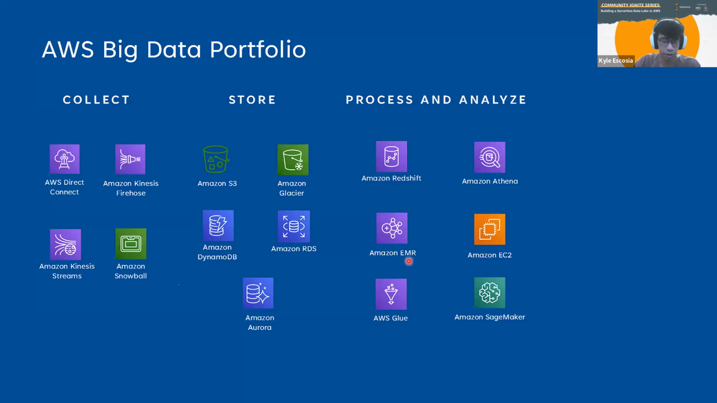And then Amazon EMR, the Hadoop platform of AWS. And then Amazon EC2, which is the virtual machine. AWS Glue is a managed service for Spark, and you can run Python scripts or Spark scripts on AWS Glue. Then you have Amazon SageMaker, where you develop machine learning models. And in terms of visualization, you have Amazon QuickSight.